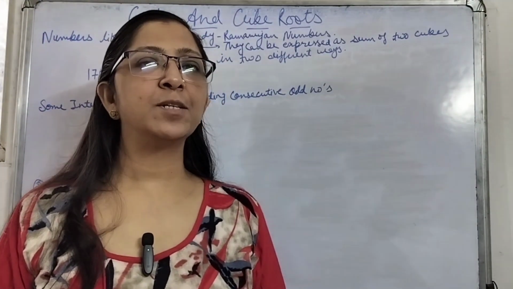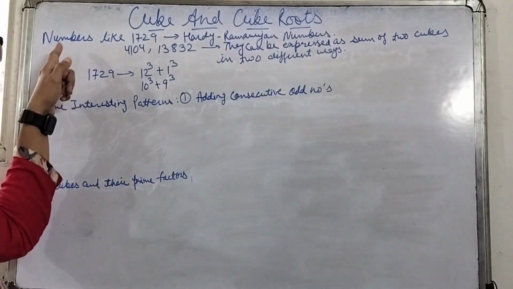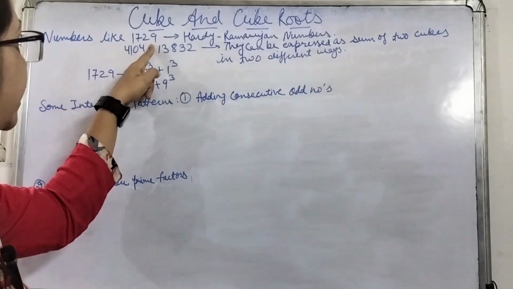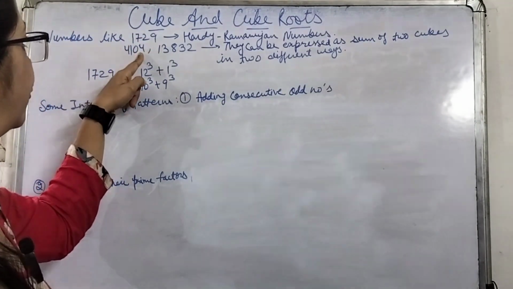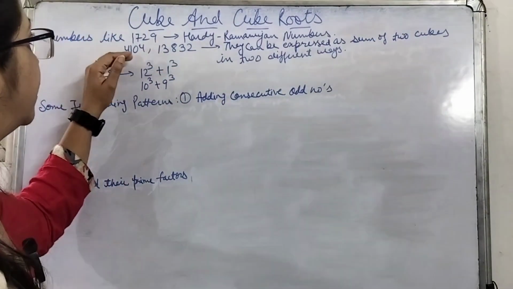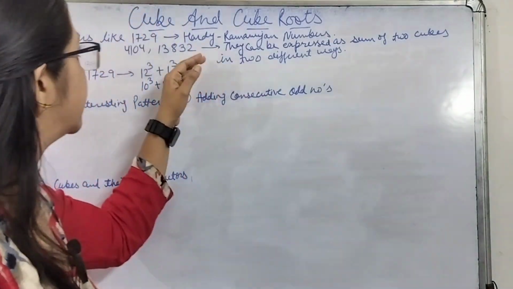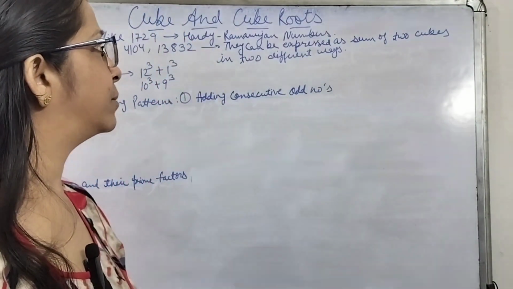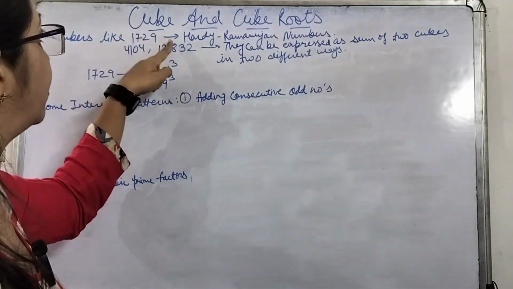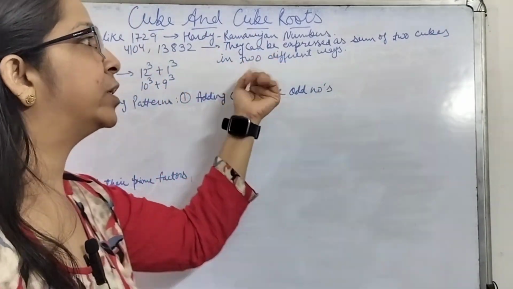Now let's understand some more concepts related to cubes. There are some numbers like 1729, 4104 and 13832. These types of numbers are known as Hardy-Ramanujan numbers. Why are these numbers said to be Hardy-Ramanujan numbers? Because these numbers can be expressed as the sum of two cubes in two different ways.